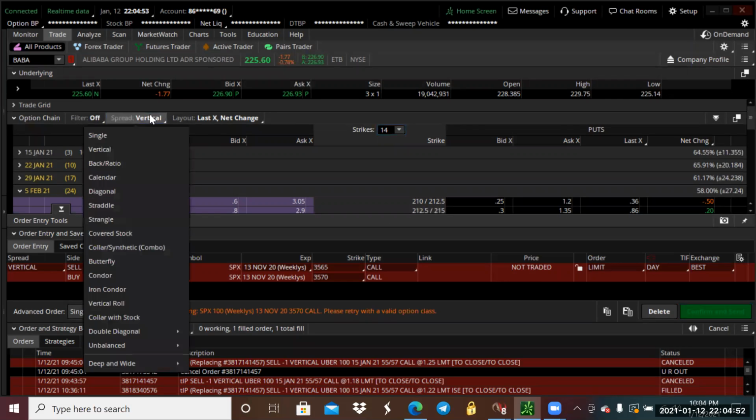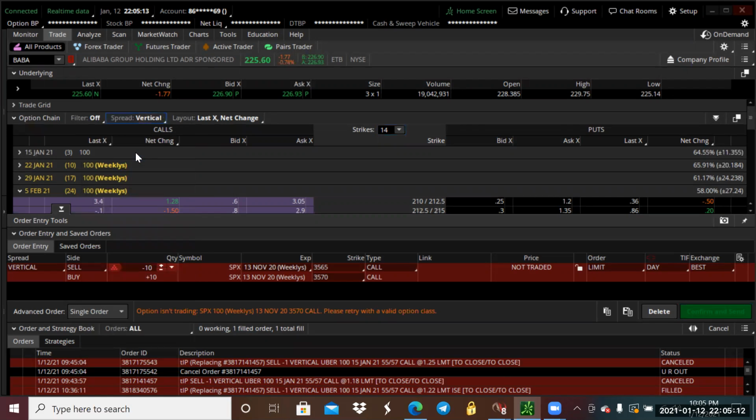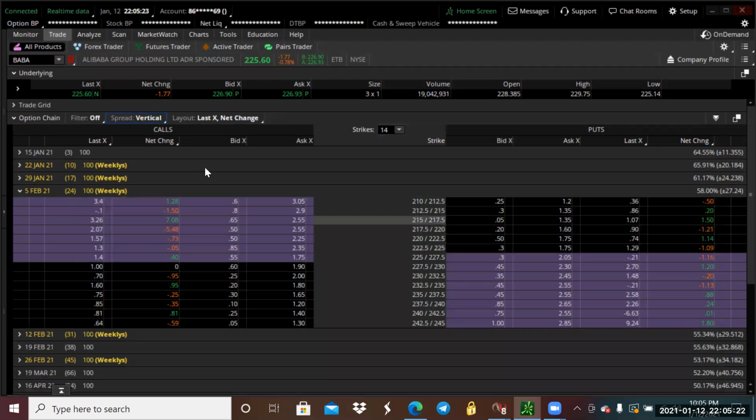So this right here is the vertical spread. These are the strategies that you can do in the Thinkorswim platform. You can also do these on your iPhone or your Android. So here's the debit spread. This is bullish. Let me pull this down so we can see everything.